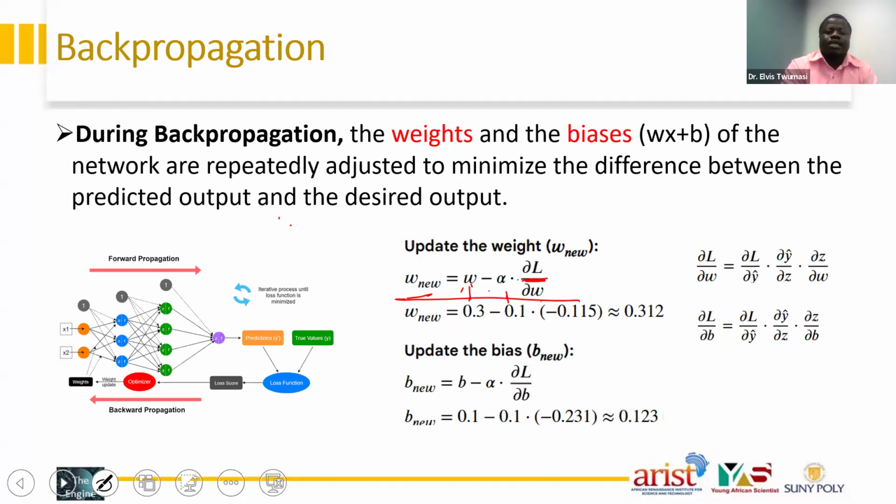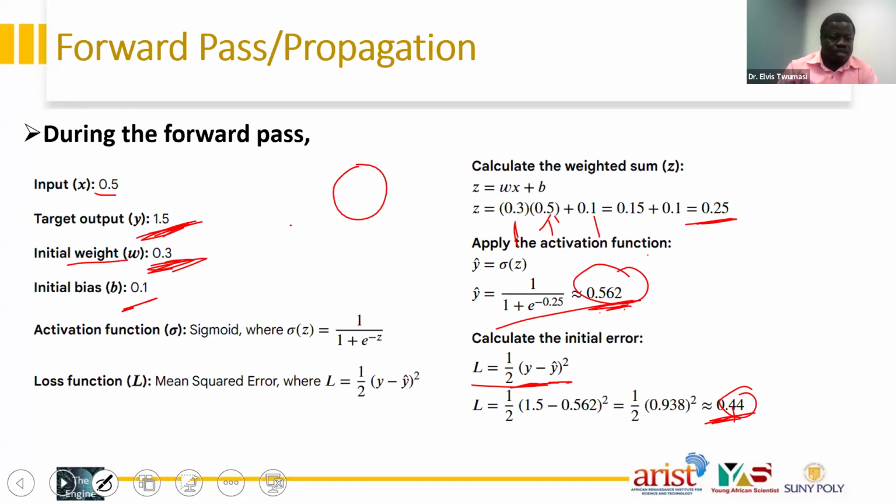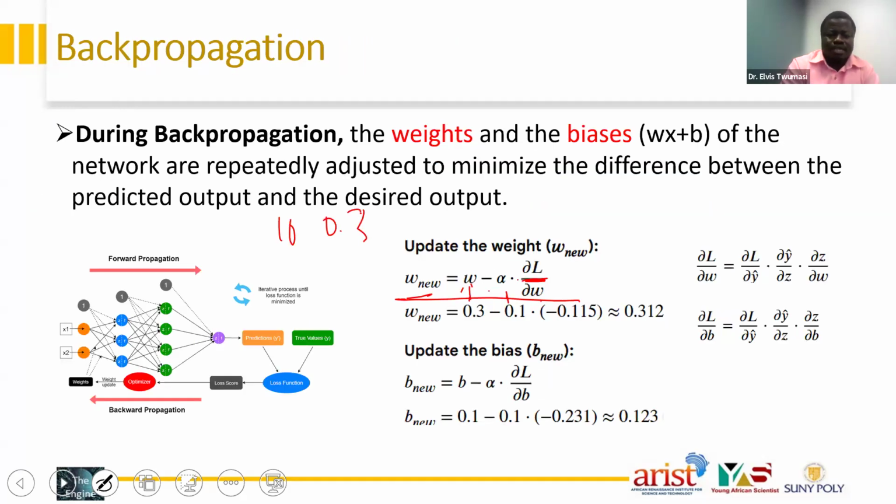So let's say the weight was 0.3. How do I know, from the error I made, which value this W should become again? We use this small equation, right? So here is 0.3. Then we have a small parameter we call alpha, and this alpha is what is called the learning rate. We'll talk about the learning rate.